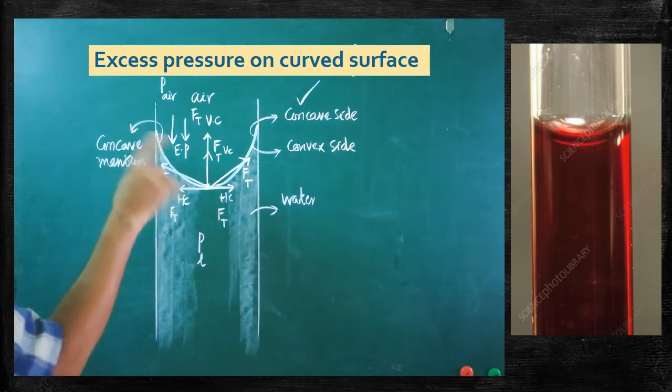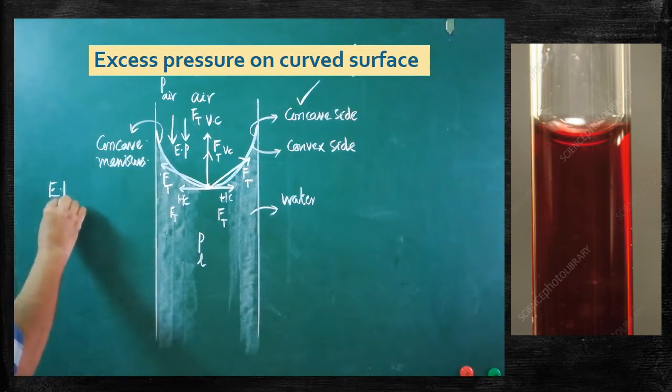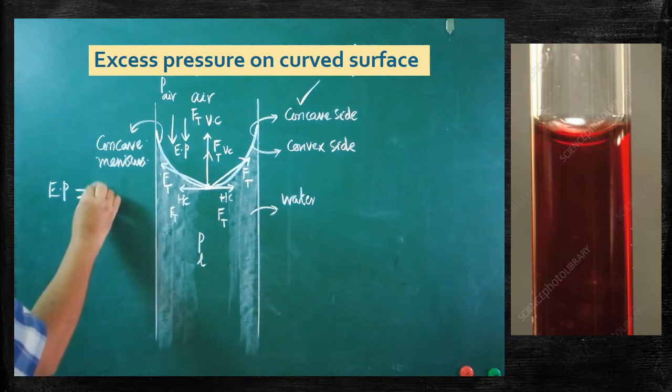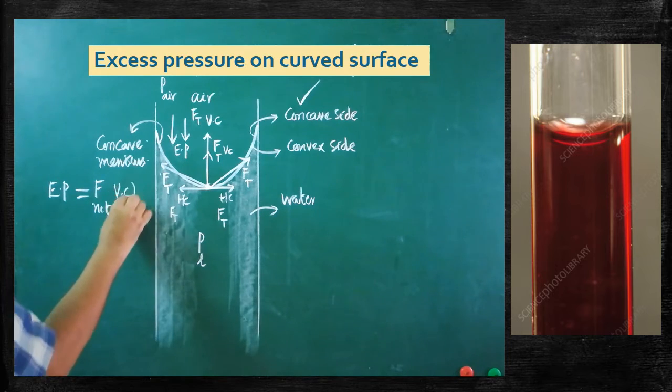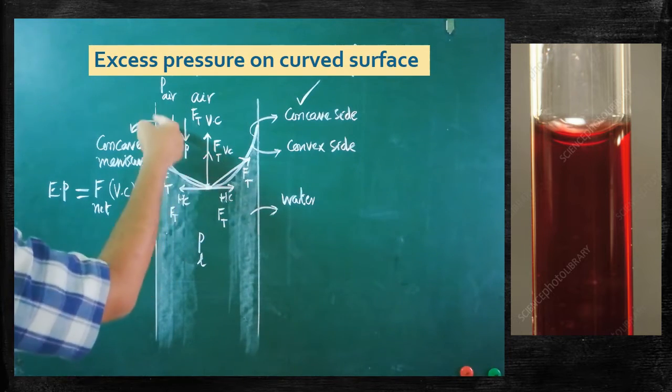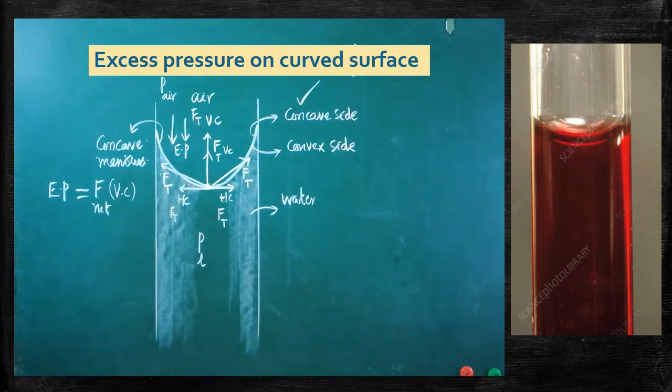Only then these two must be balanced. Which two must be balanced? Excess pressure must be balanced with which one? The net force due to the vertical component must be balanced. Only then the shape of the surface will be curved in nature. Understood?